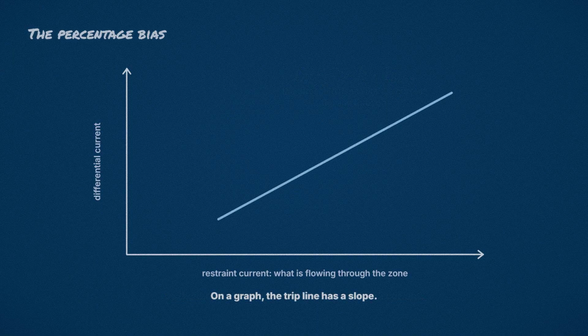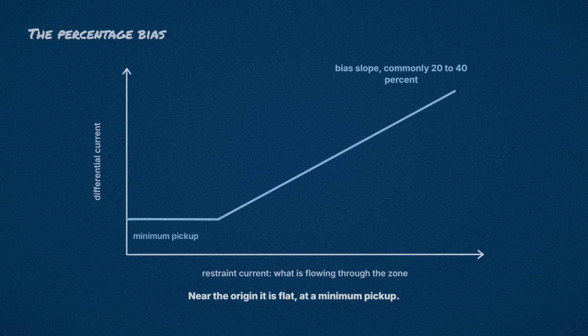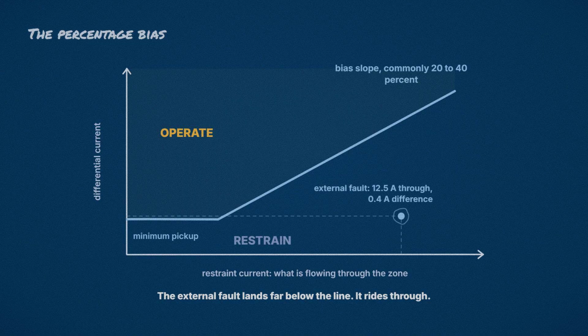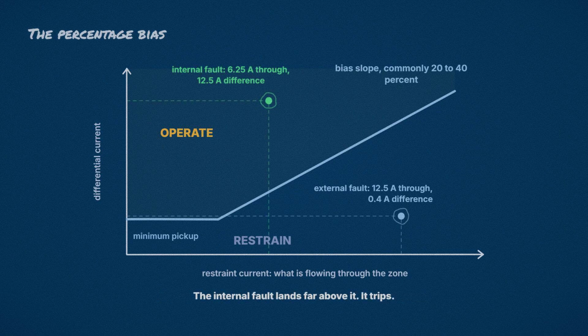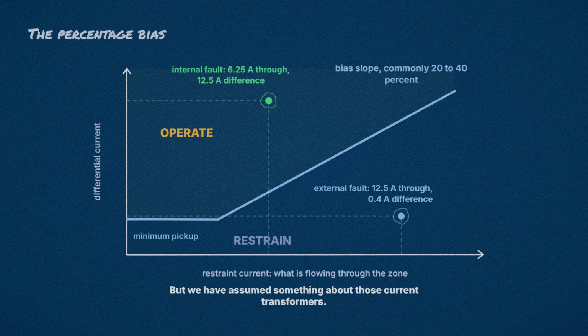On a graph, the trip line has a slope. A common setting is 20 to 40%. Near the origin, that line is flat at a minimum pickup, so tiny standing differences are ignored. Now put our two faults on that graph. The external fault sat at 12.5 amps of through current, with less than half an amp of difference, far below the line, so it rides straight through. The internal fault sat at half that through current, with 12.5 amps of difference, far above the line, so it trips.